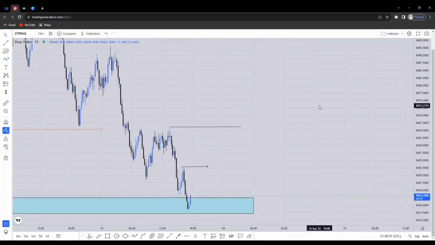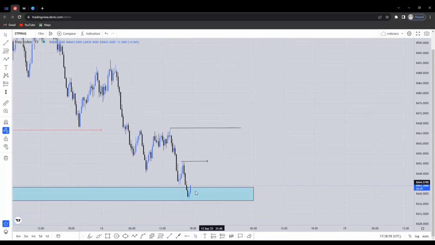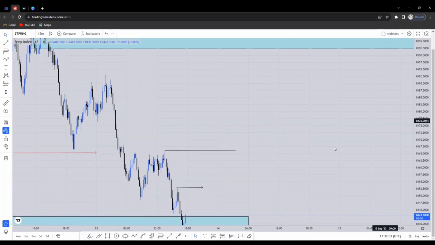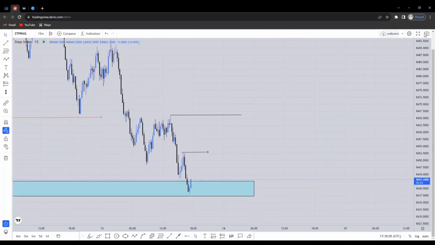Whereas once you get your entry below here, as it will be going up, as it will be creating new structure, new market structure, you will just be shifting your stop loss higher and higher and higher.